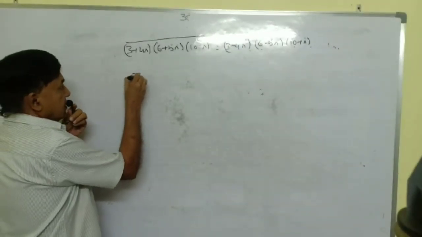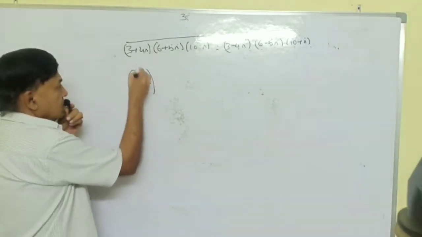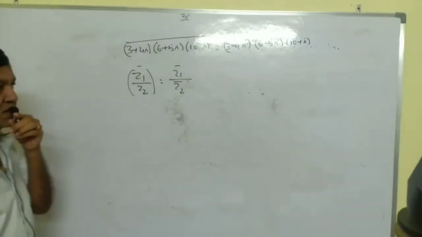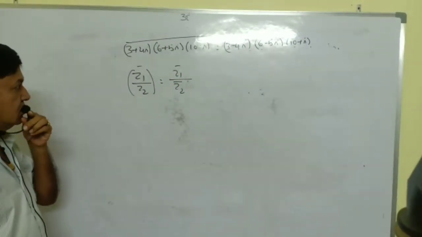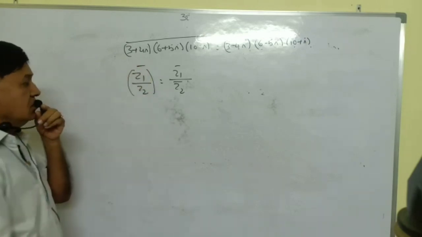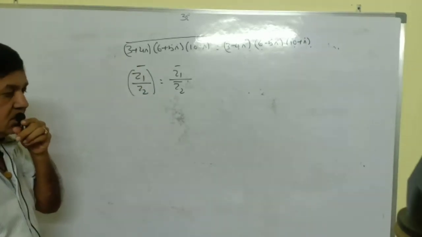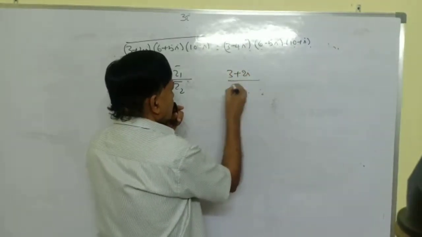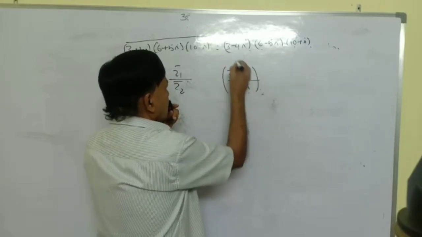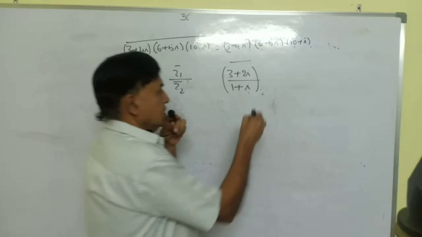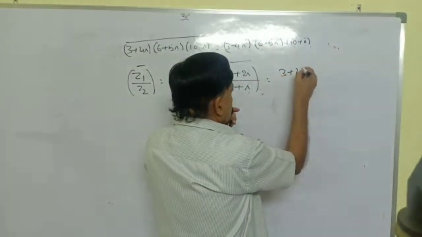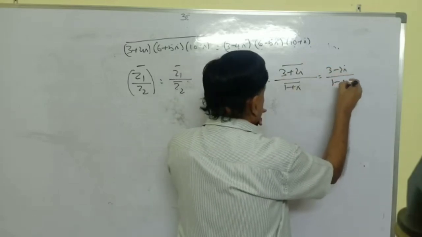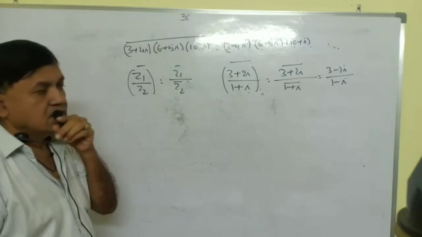The next property is (z1 by z2) whole conjugate is equal to z1 conjugate by z2 conjugate. Now, for example, say you want the conjugate of (3 plus 2i) by (1 plus i). Then you can write the conjugate of 3 plus 2i by the conjugate of 1 plus i. So 3 minus 2i by 1 minus i. You can put it like this.